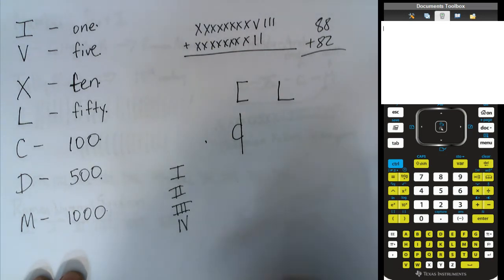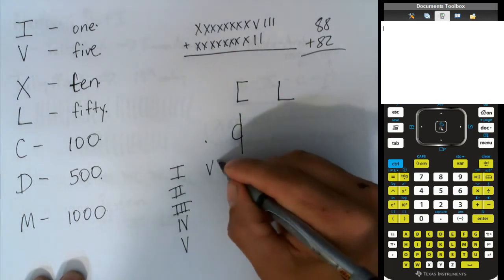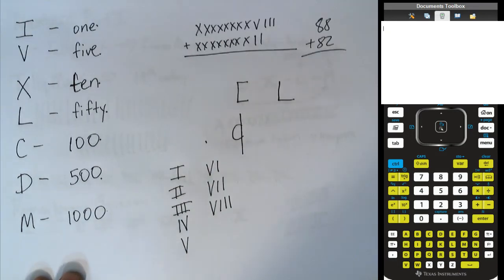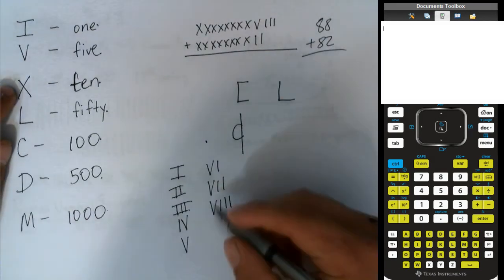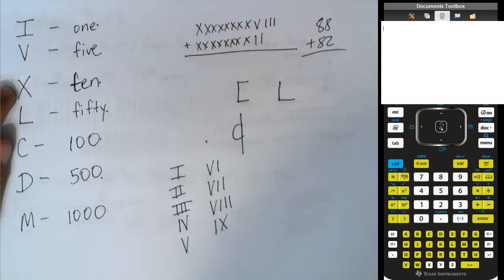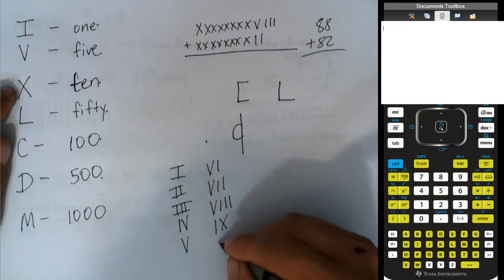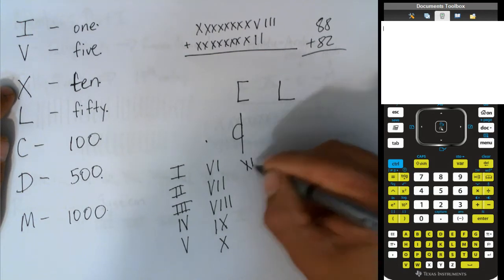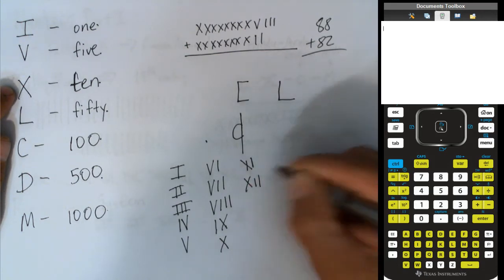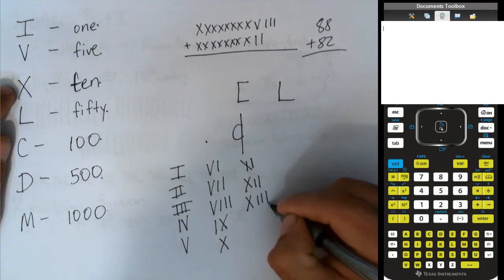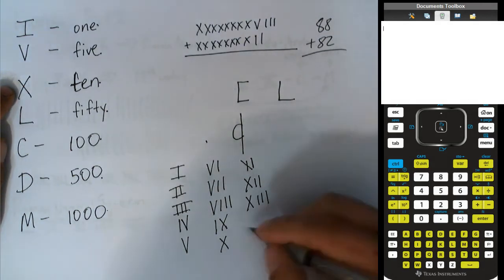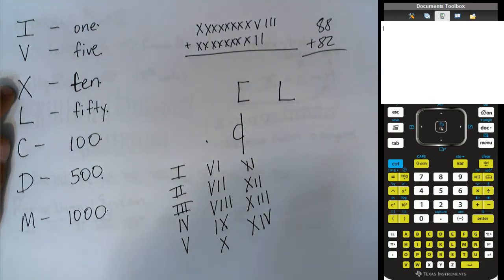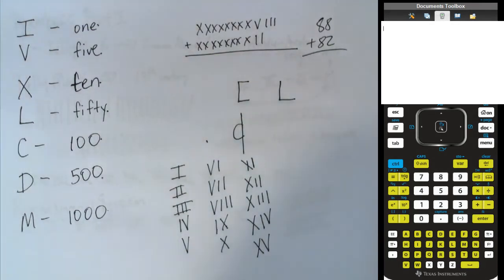Okay, so now that we have 5, 6, 7, 8. What's after 8? Well, it's the one before 10, which is 1 before 10. So that's 9, 10, 11, 12, 13. What's 14? Well, it's 1 and 1 before 5. And then 15. So this was the basics of all of this.